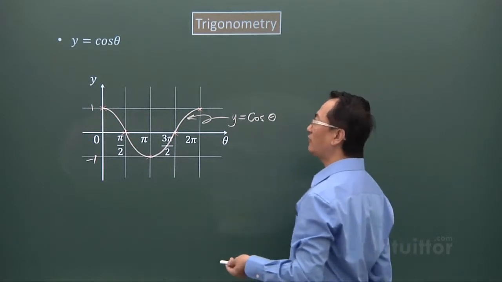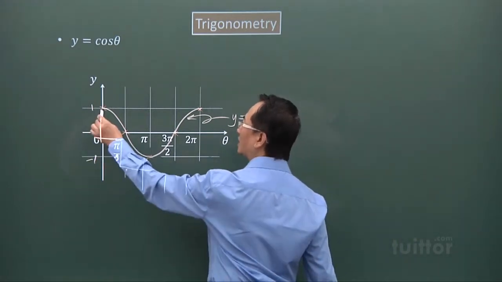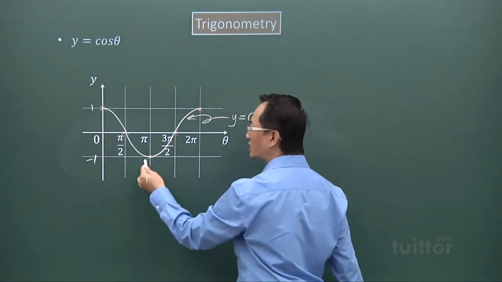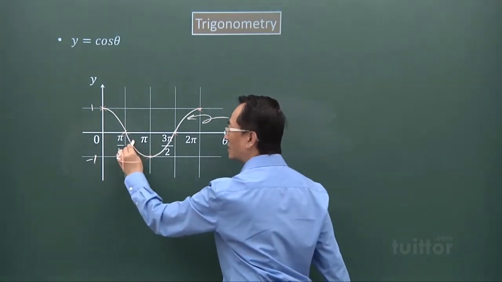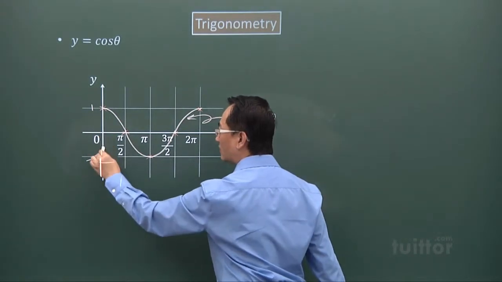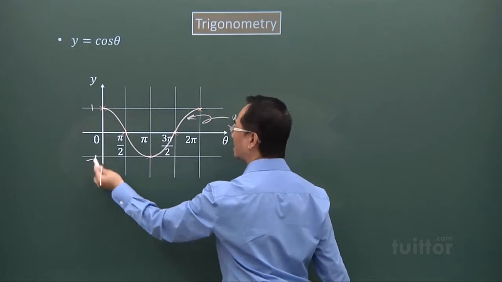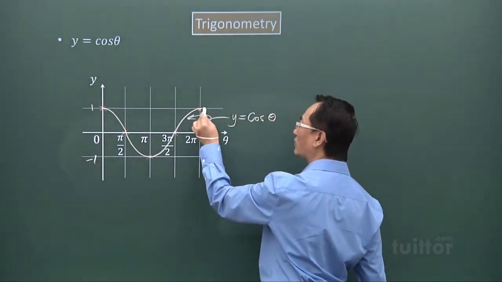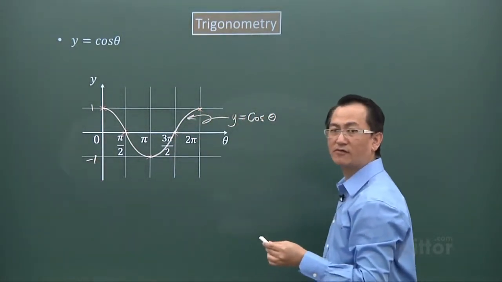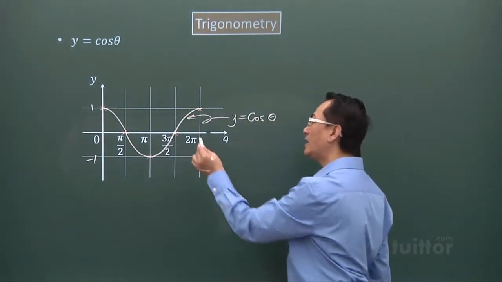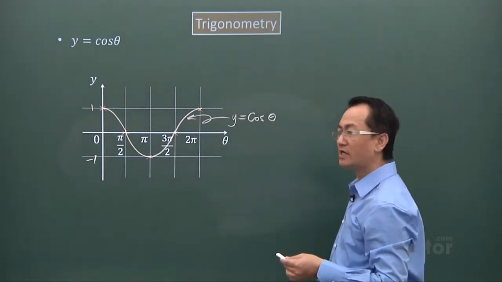You can see in the 1st quadrant, the cos values are positive. When it goes into the 2nd quadrant, the cos values are all negative. Then in the 3rd quadrant, still negative. By the time it goes to the 4th quadrant, all the cos values are positive. So you can link back to the 4 quadrants of angles.